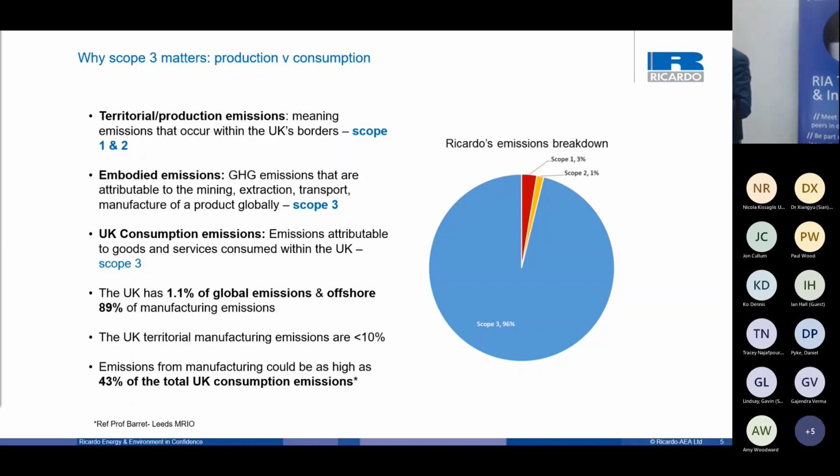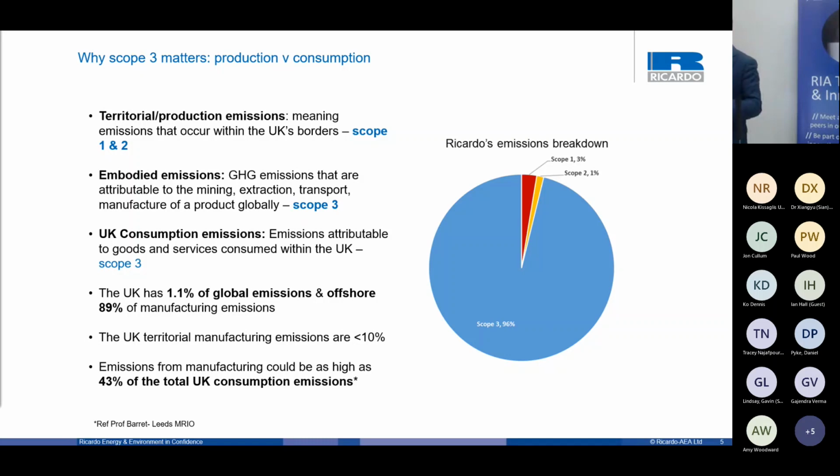There are various definitions in terms of different emissions. So we've got territorial or production emissions, and these are the emissions associated with the activities within the UK border. That's why it's territorial emissions. And that footprint is calculated every year. It's actually Ricardo that do that, and we've done it for a good number of years now. So we are able to calculate the scope 1, 2 emissions for the UK, and that's what we report up to the UN as part of the UK's requirements.